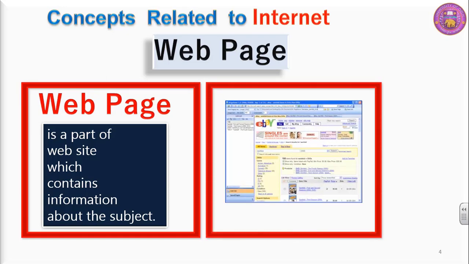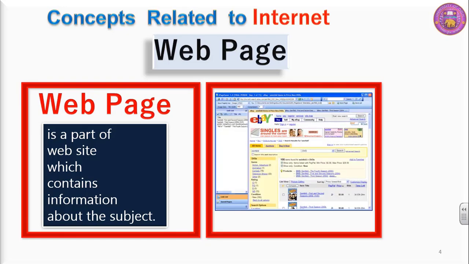Web page is a part of website which contains information about the subject. So website contains number of pages and those pages are termed as web pages. These web pages contain information about a particular topic or about a particular subject.